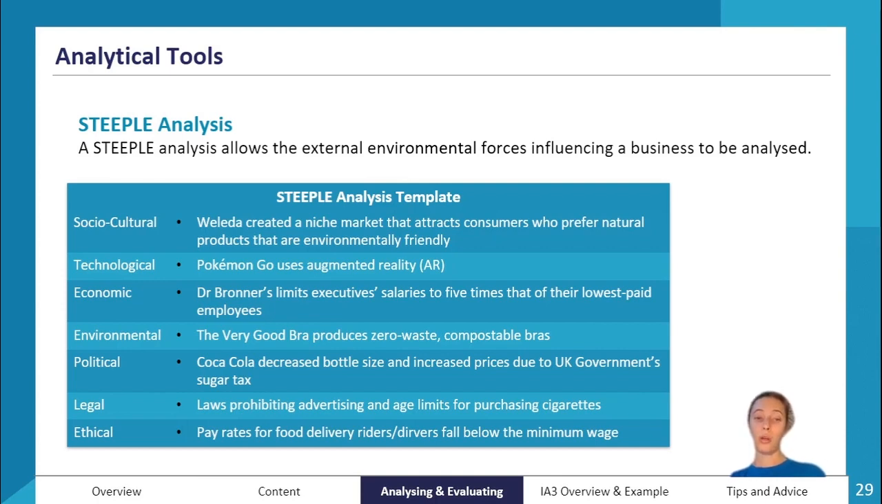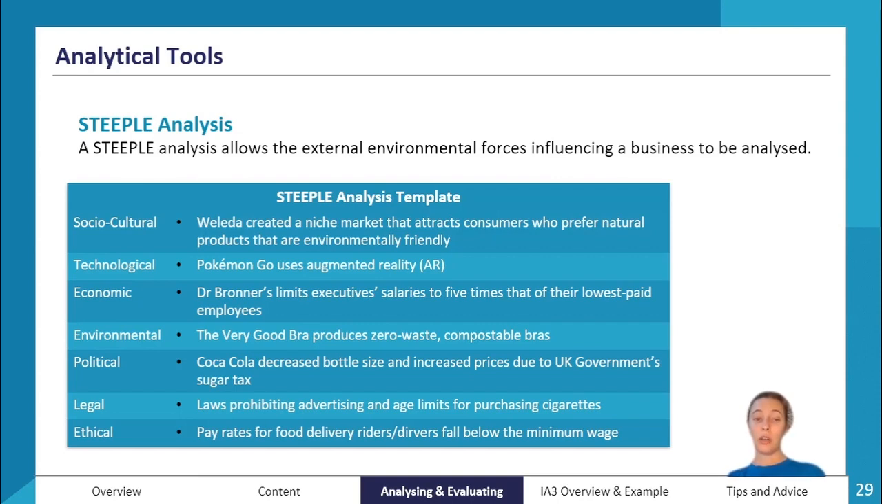Political. So Coca-Cola decreased its bottle size and increased prices because of the UK government's sugar tax a few years ago now. So that is an example of how those external environmental forces, in this case the political decisions of the government, are impacting the business and the way that they operate. So Coca-Cola changed the way it operated because of that political environment.